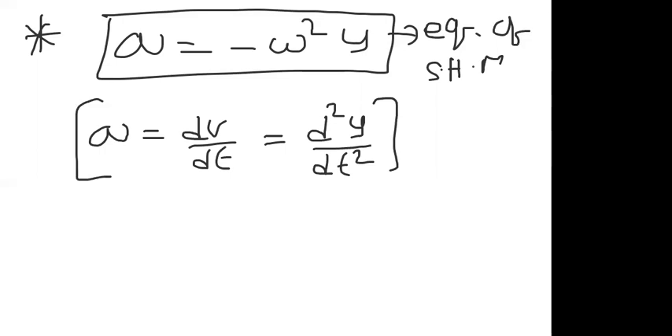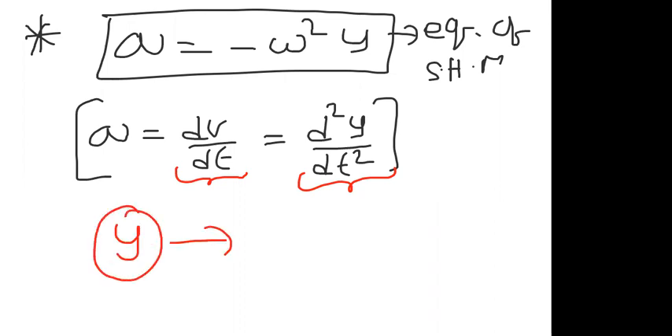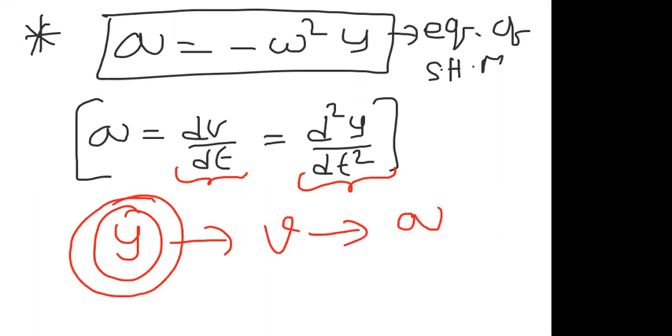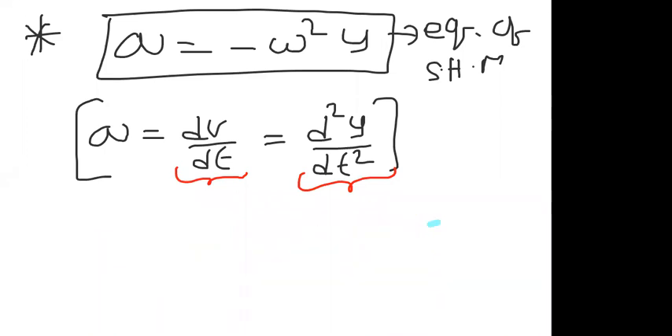Double differentiation of displacement with respect to time. Acceleration we can write as differentiation of velocity with respect to time, or double differentiation of displacement. Double differentiation means if you differentiate displacement with respect to time, we get velocity. Velocity differentiated, we get acceleration. Or directly we can say double differentiation of displacement is called acceleration.